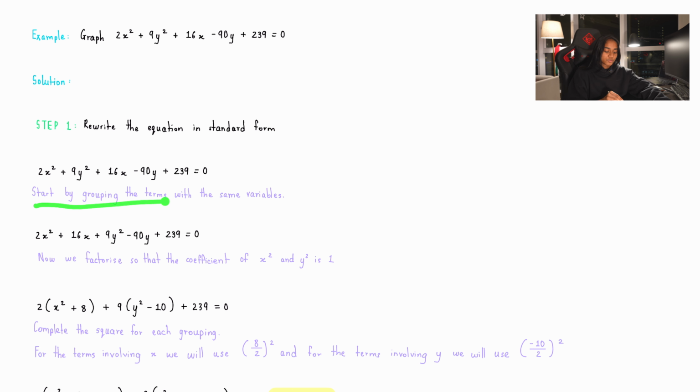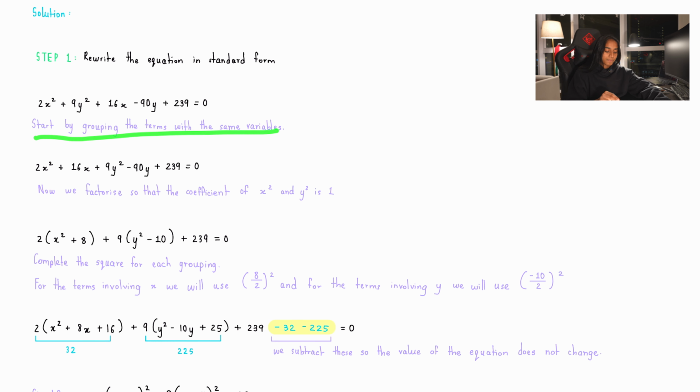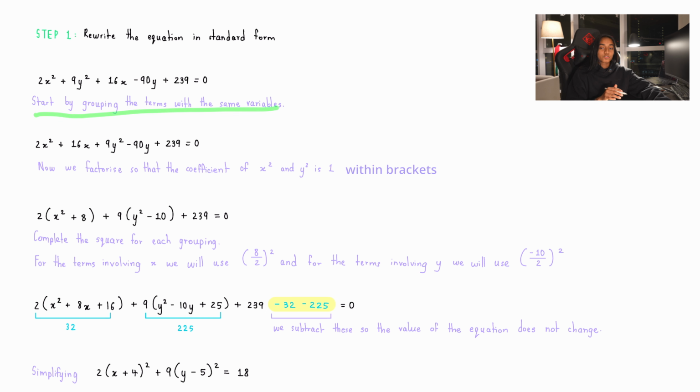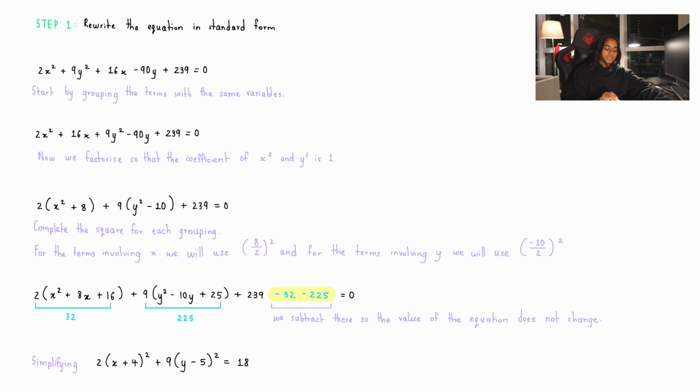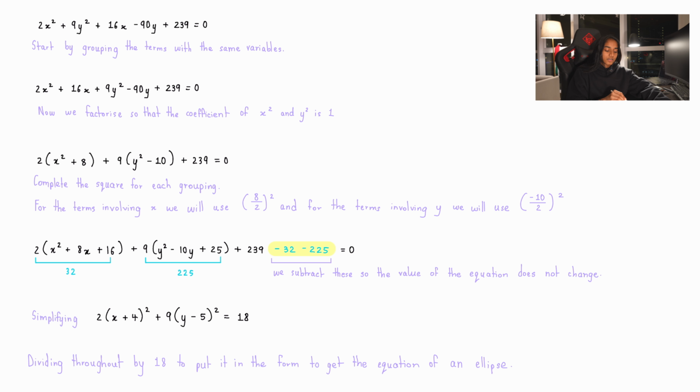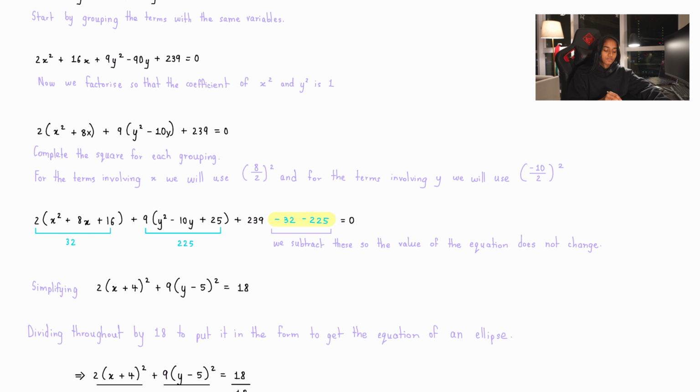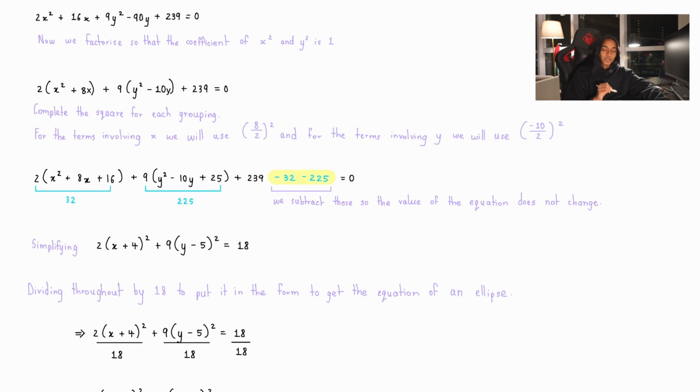We're going to start by grouping the terms with the same variables. Then we're going to factorize it so that the coefficients of x squared and y squared are 1. When we do that, we are going to complete the square for each grouping. For the terms involving x, we will use (8 over 2) squared. And for the terms involving y, we'll use (minus 10 over 2) squared. And remember, we need to subtract what we add to be able to make things even.